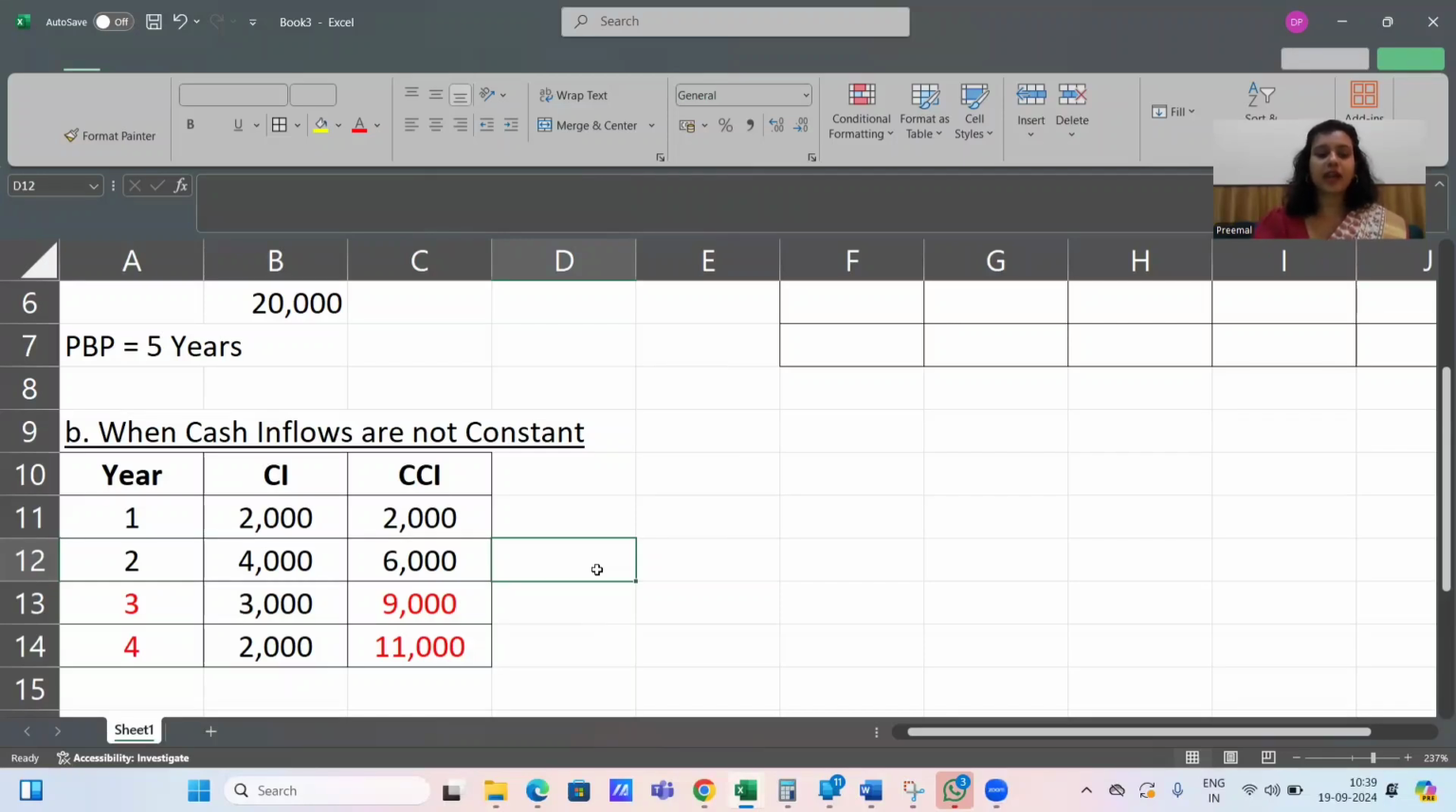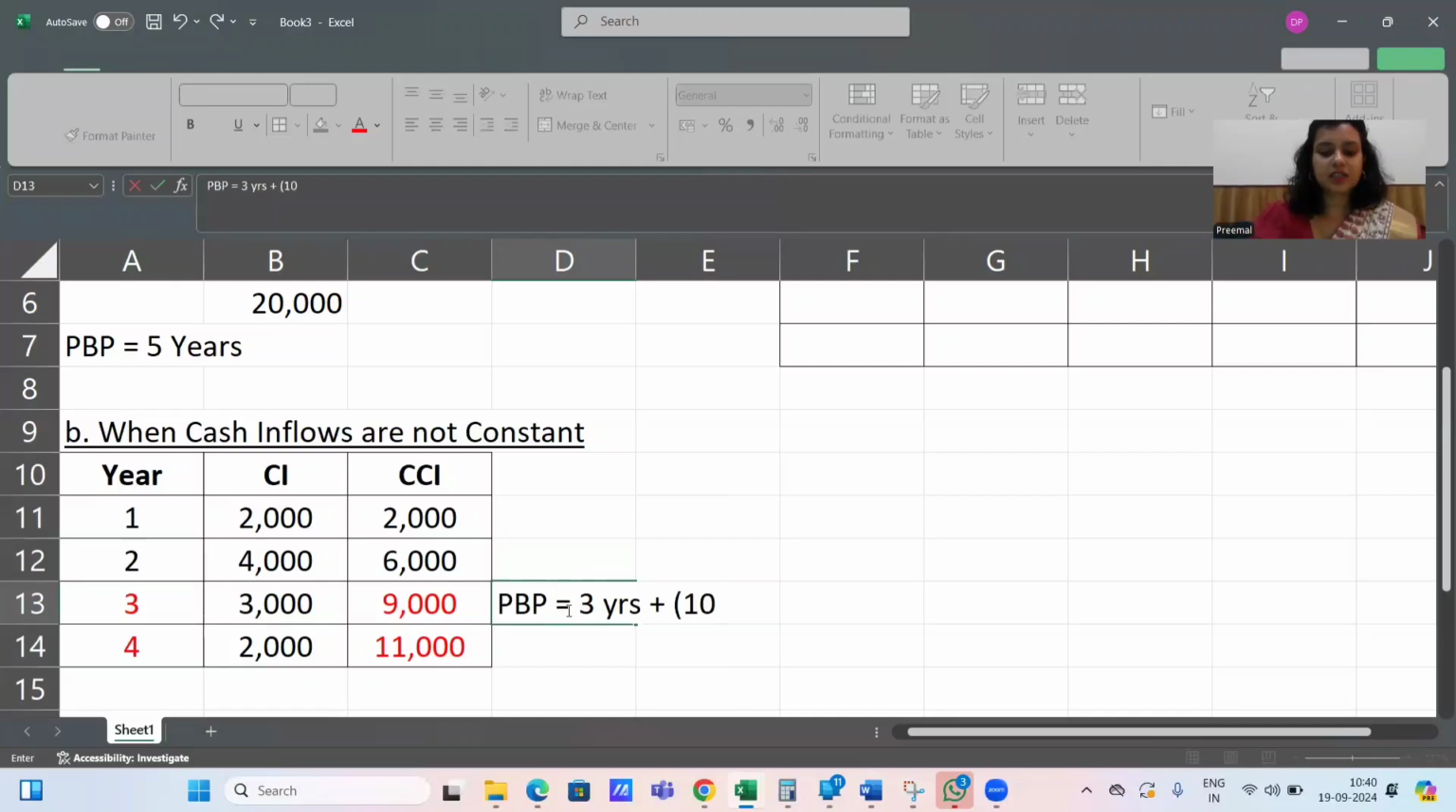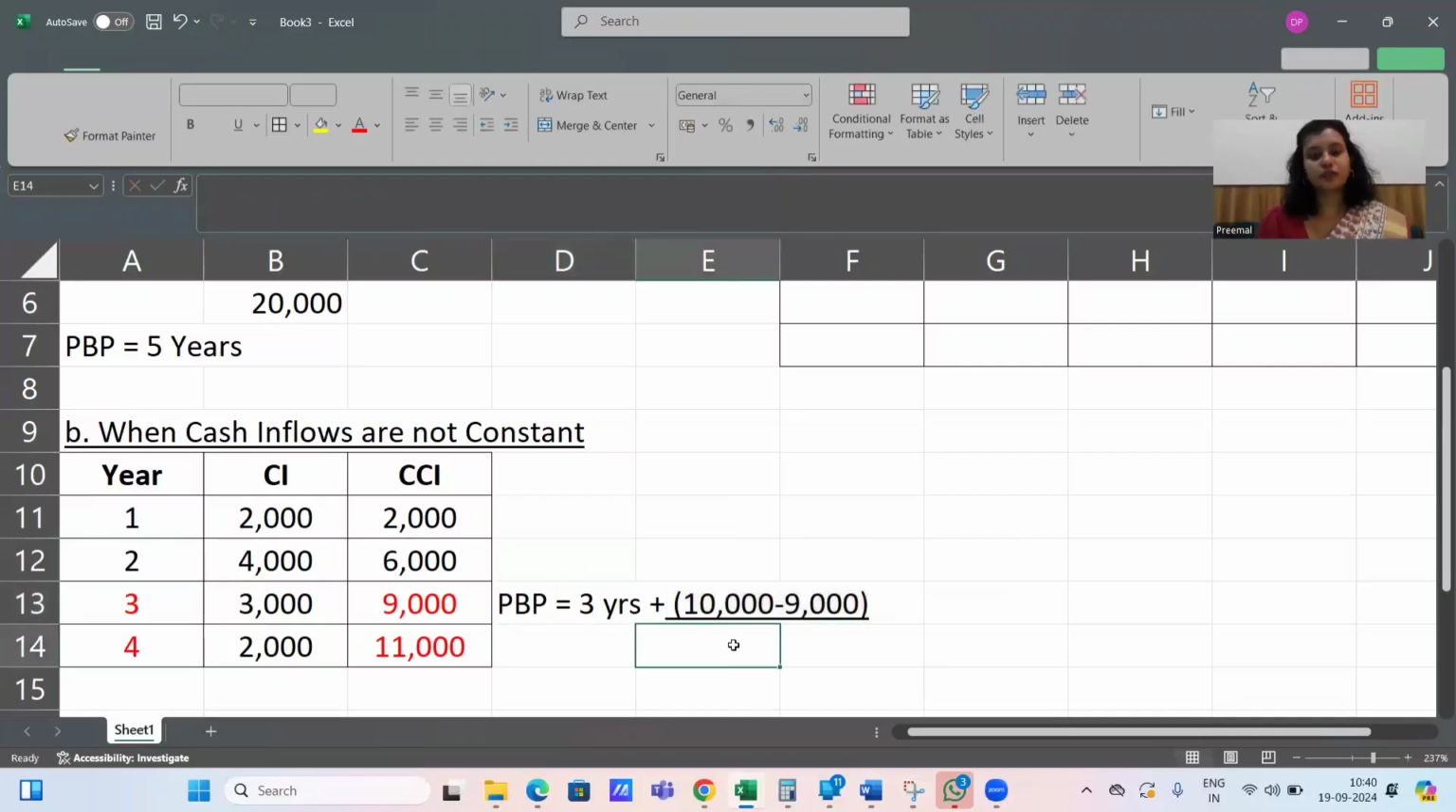So as of now, we know at the end of 3 years, 9,000 is recovered. For our initial investment, that's 10,000, we need another 1,000 to be recovered. Now, this remaining 1,000 is included in the cash inflow of the fourth year. So therefore, payback period in this case will be 3 years plus the remaining initial investment. That is 10,000 minus what we have recovered, 9,000 so far. So this divided by the cash inflows of the fourth year.